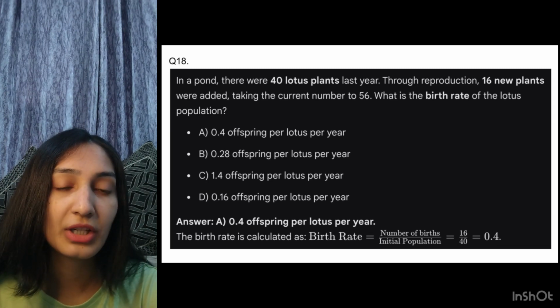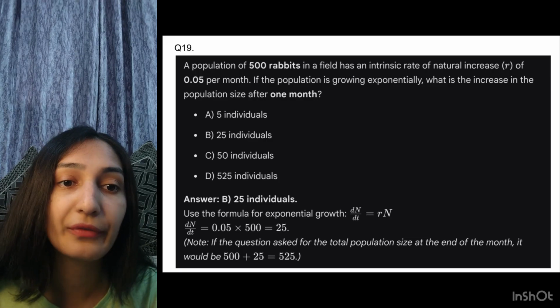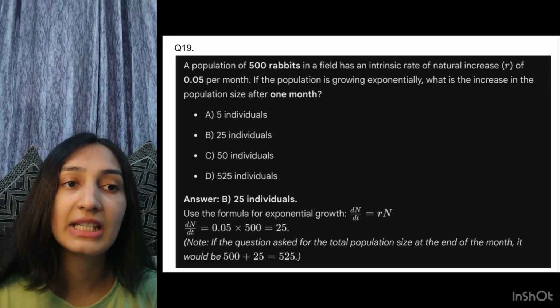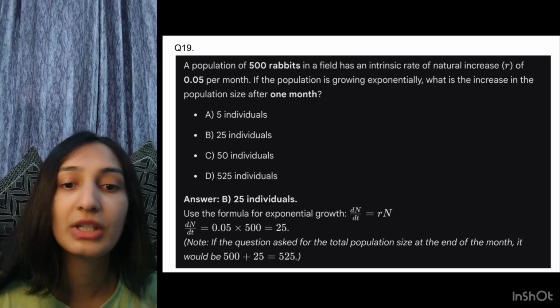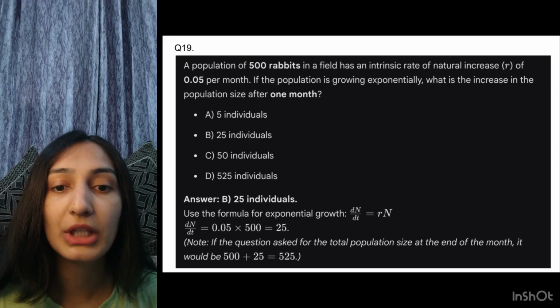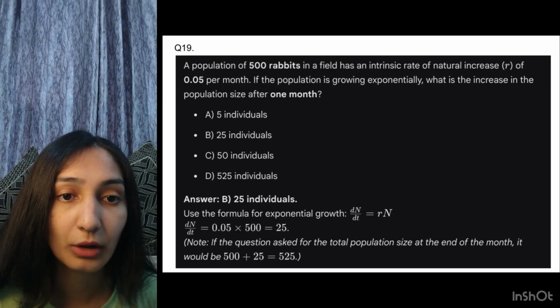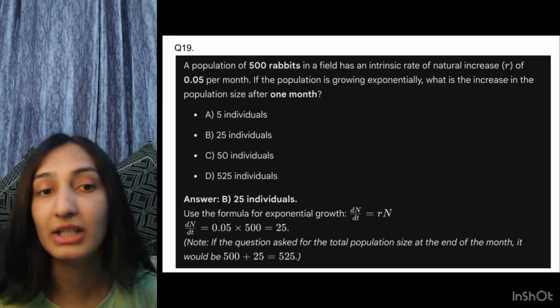Now, question number 19 is, a population of 500 rabbits in a field has an intrinsic rate of natural increase, that is small r, of 0.05 per month. If the population is growing exponentially, what is the increase in the population size after 1 month? So the correct option is B, that is 25 individuals.